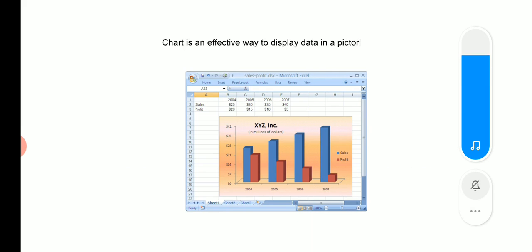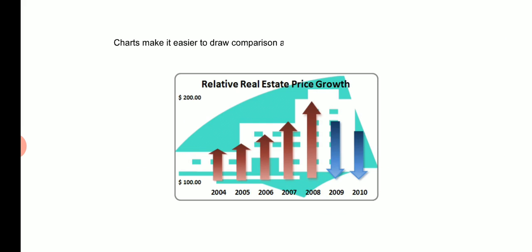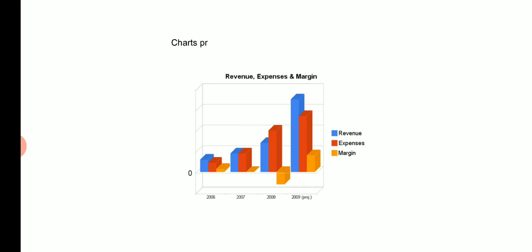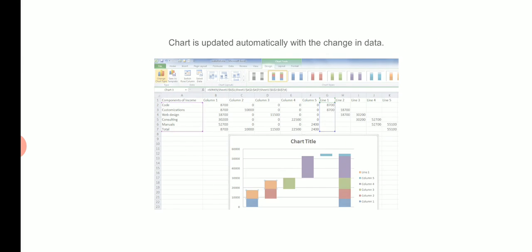Chart is an effective way to display data in a pictorial form. Charts make it easier to draw comparison and analyze the growth, relationship, and trends among the values in a range. Charts provide more accurate analysis of information. When you insert a chart, the data is displayed in a special window called Data Sheet. Chart is updated automatically with the change in data.